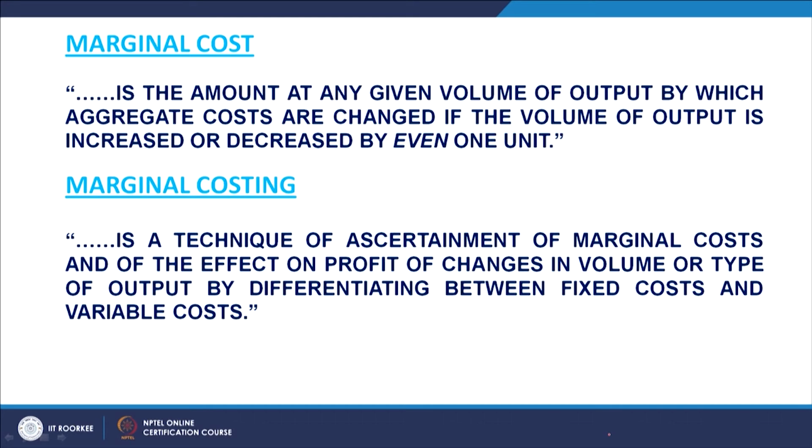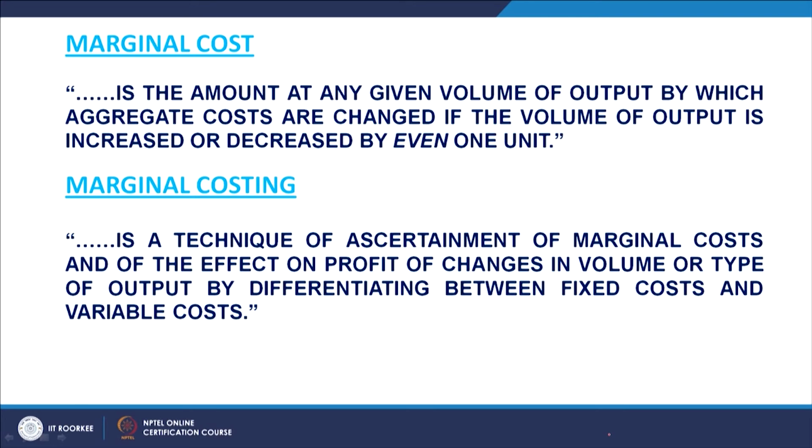And marginal costing is a technique of ascertainment of the marginal costs and of the effect on profit of changes in volume or type of output by differentiating between the fixed cost and the variable costs. This is a technique where you cost the products based upon the variable cost and fixed cost, but separately, not like the total costing system where you take the total cost into account.